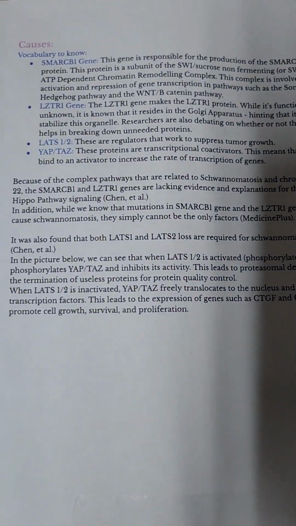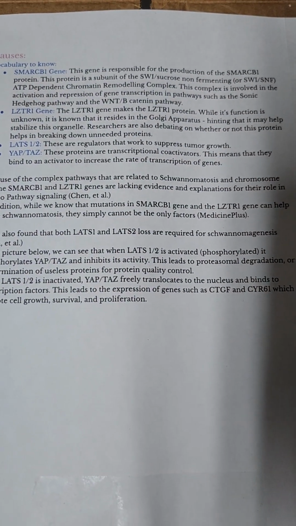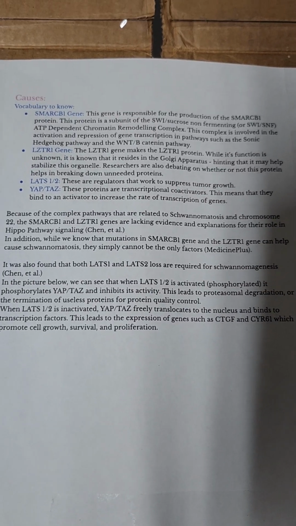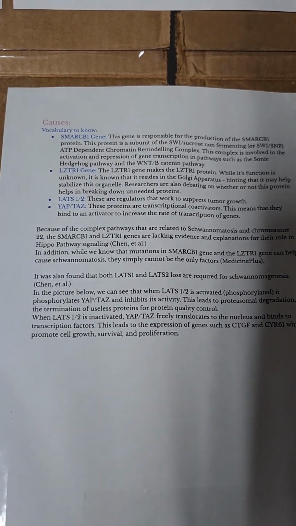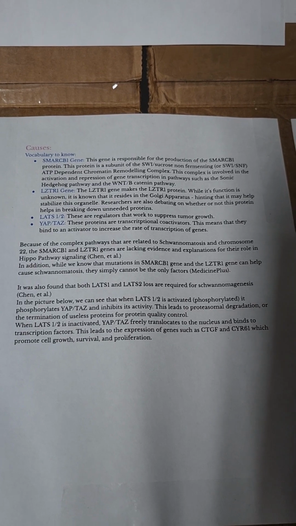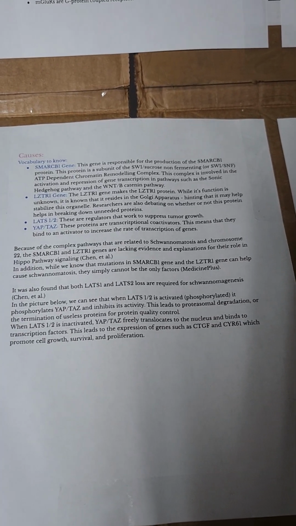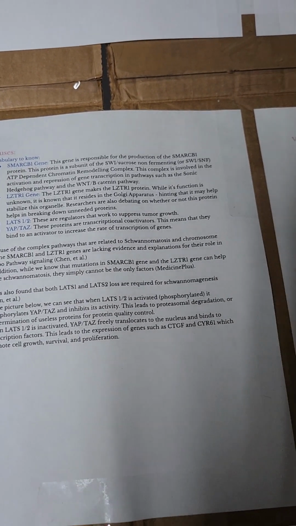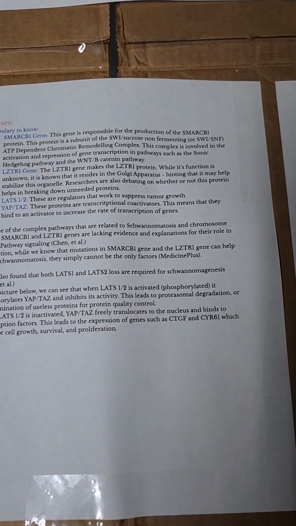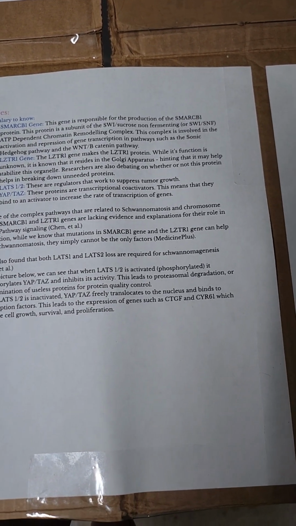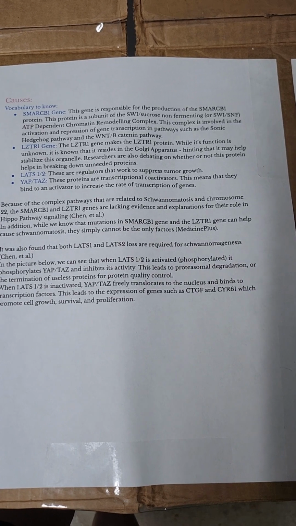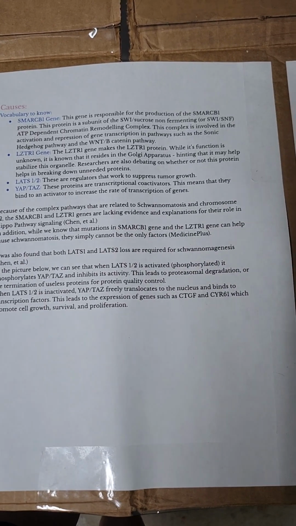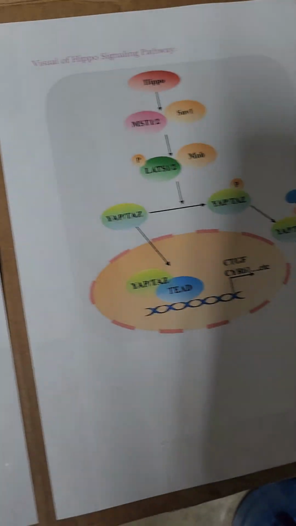The RAS and MAPK signal pathway did play a big part, and as you can read, other regulators that can suppress tumor growth, such as LATS1 and LATS2, when they were gone completely, they also cause schwannomatosis.